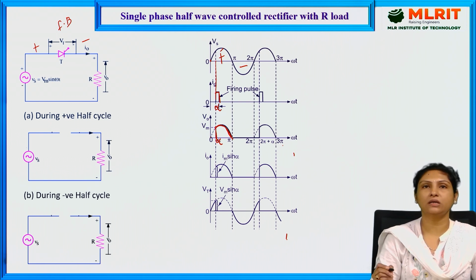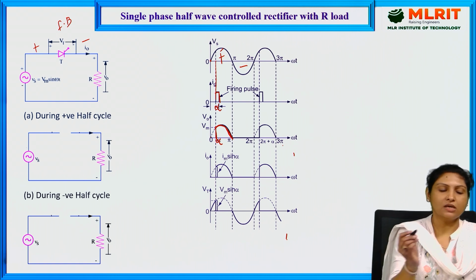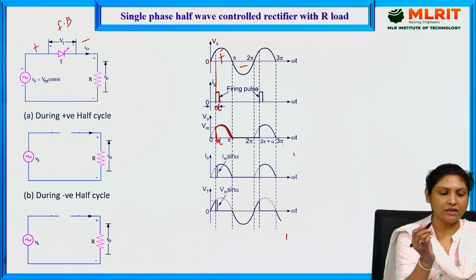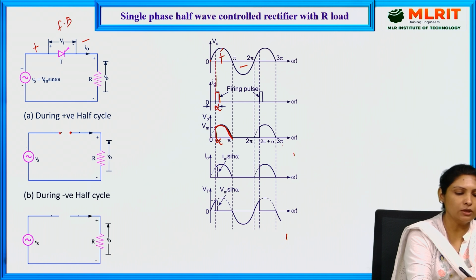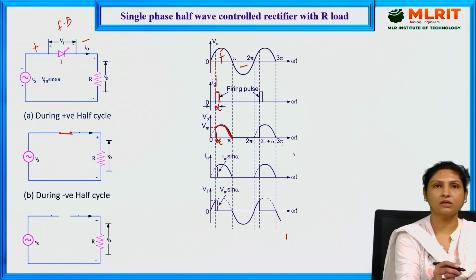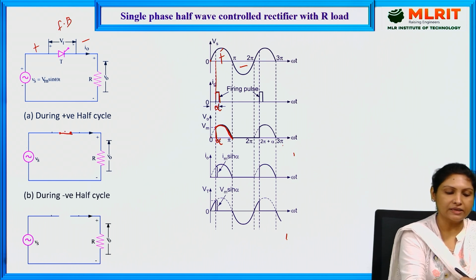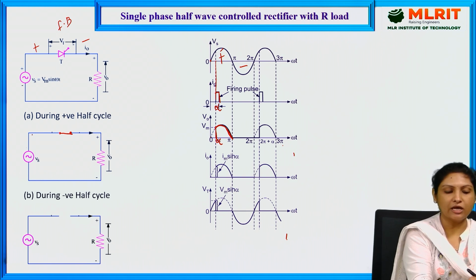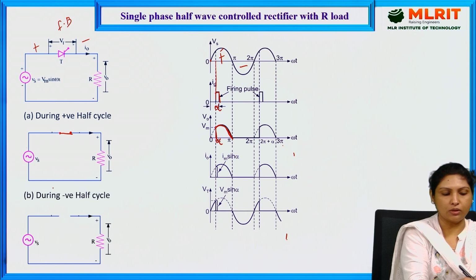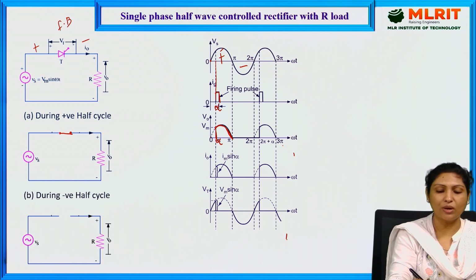Why only till pi? During the positive half cycle, the thyristor will be short circuited. It is conducting at this instant called alpha, it is short circuited, and thereby it starts conducting current through the load. That is how we are getting the output voltage right from alpha to pi.